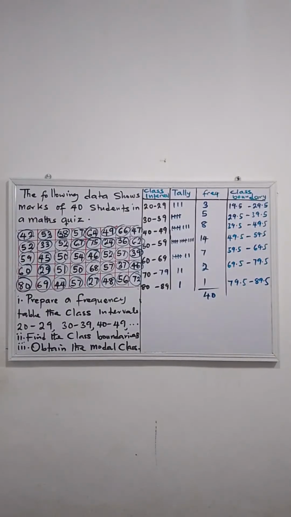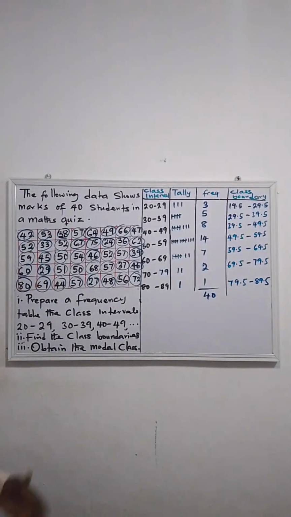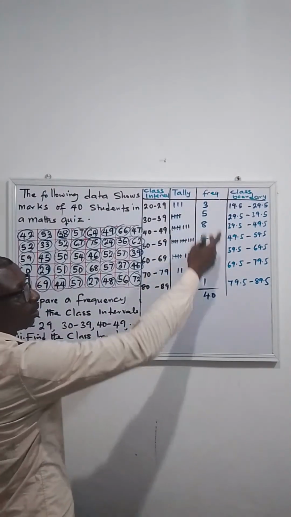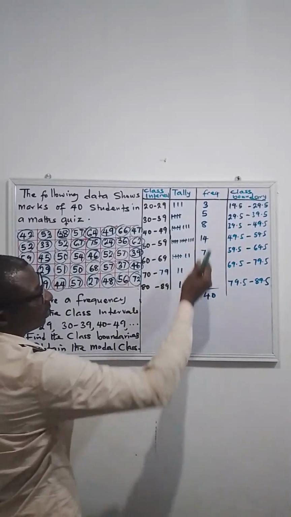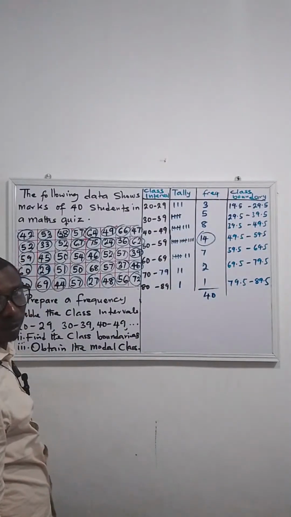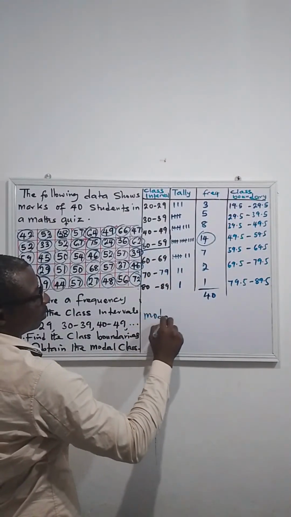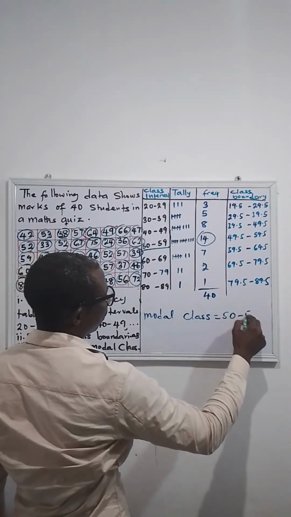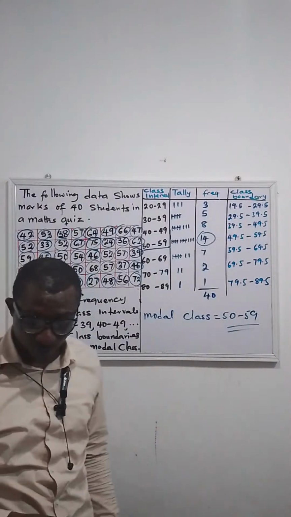Okay, now let's look at it. We are all doing fine. The modal class, just like I've rightly said, is the class with the highest frequency. Now, these are the frequencies. We have 3, we have 5, we have 9, 14. So this is the highest frequency. The class with the highest frequency is this. So the modal class is 50 to 59. That means we are correct. You can put your hands together for yourself. That's very smart of you.